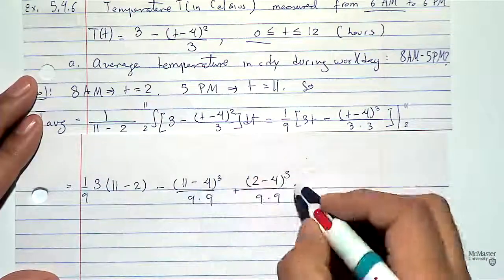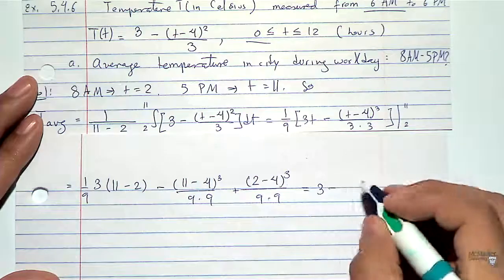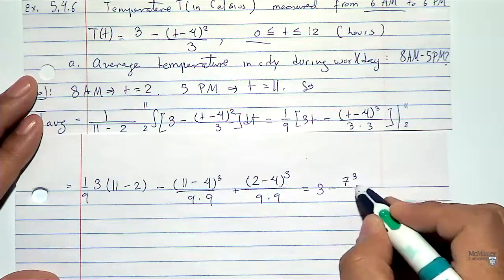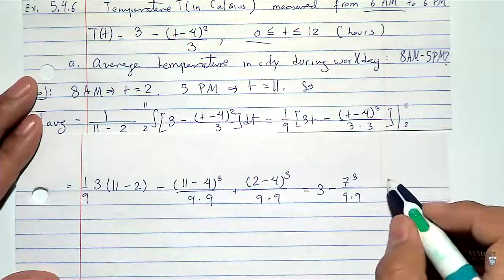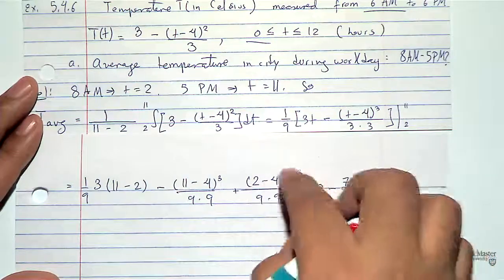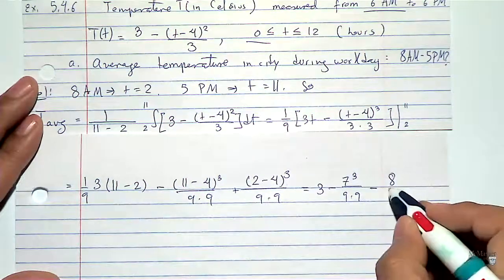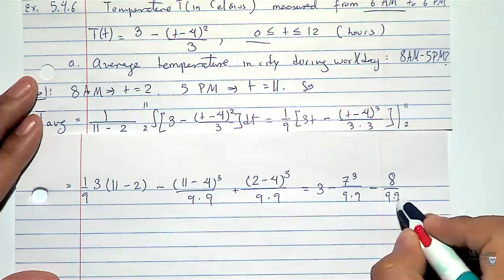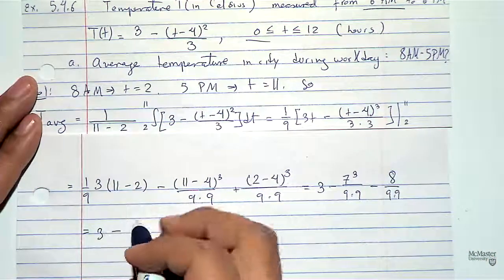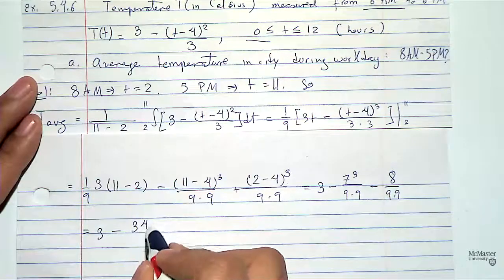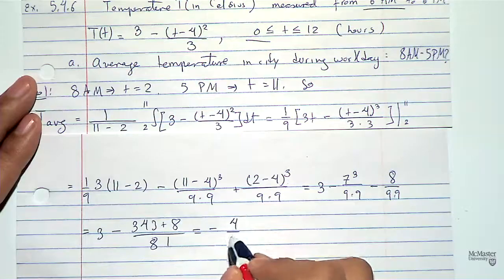So this gives you a 3. As I was mentioning, this is just a linear function, so this is easy. Then if you do the computation, this is minus 7 cubed divided by 9 times 9. Then you have minus 2, but this is cubed, so you have the minus. So 2 cubed is 8, and then 9 times 9. And if you do the computation, basically what you get is 3 minus (343 plus 8) divided by 81, which if you do the computation is minus 4/3.